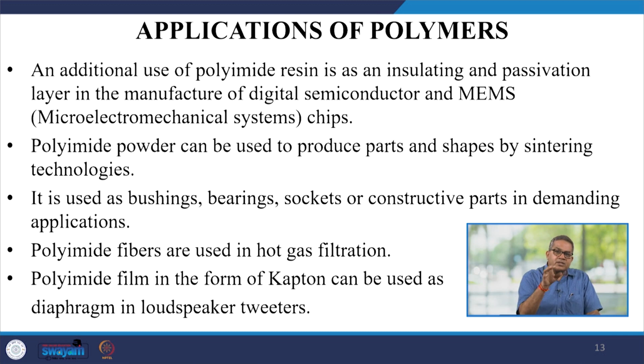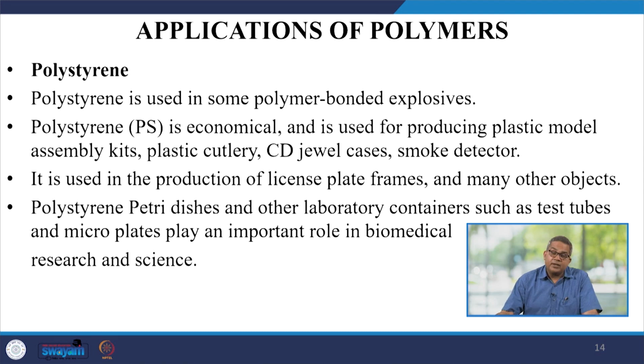Now, polyamide fibers are used in hot gas filtration. This film, in the form of Kapton, can be used as a diaphragm in loudspeaker tweeters. Polystyrene has very large industrial application. It is used in some polymer bonded explosive. Polystyrene is economical and used for producing plastic model assembly kits, plastic cutlery, CD jewel cases, smoke detectors, etc. It is also used in the production of license plate frames and many other objects.